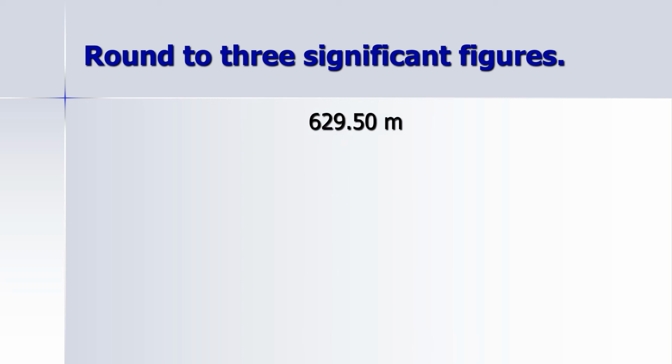Okay, last question. We've got 629.50 meters. We want to round this one to 3 sig figs as well. So here we have the Pacific side, then we have the Atlantic side. The decimal is present, so we start from the Pacific side, and as soon as we hit our first non-zero digit, which is 6, we start counting the sig figs. So that is 1, 2, 3, 4, 5. So currently we have 5 sig figs in this number.